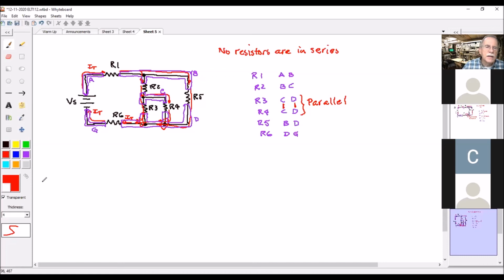Okay. But I could have drawn this another way. So this is R2. This is R3. This is R4.